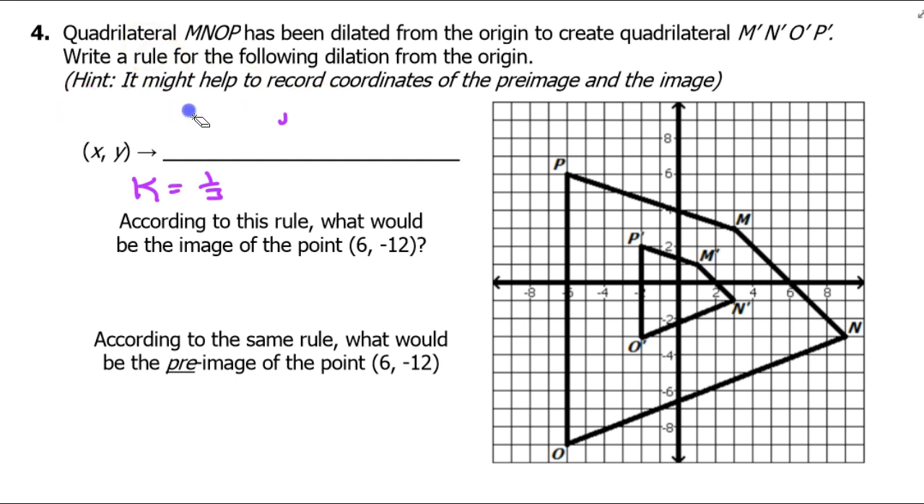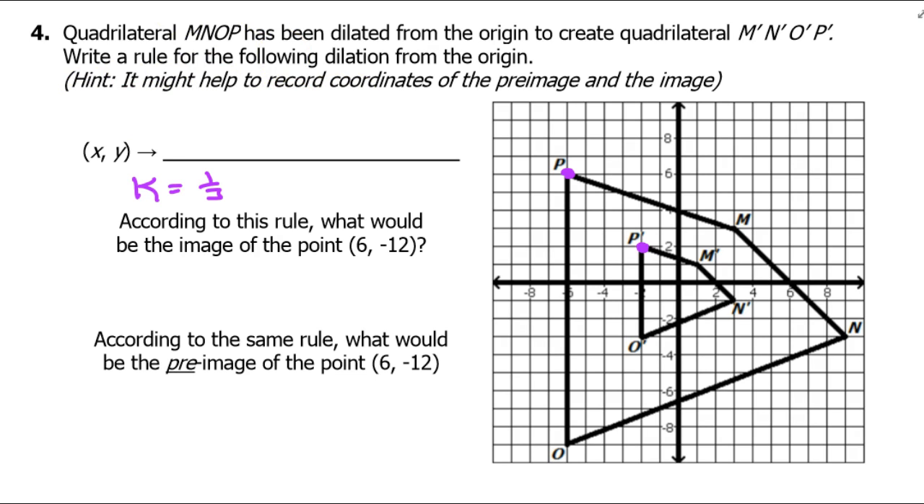Okay, let's look at one more point just to verify. Let's look at point P. The original point P is -6, 6. So we have -6, 6. Now, according to our hypothesis, the scale factor is 1/3. So what would happen if I multiplied each of these by 1/3? In other words, divided by 3. Well, this would become -2, +2. All right. So look, -2, +2 is right here, and that is P prime. So it looks like our hypothesis is correct.